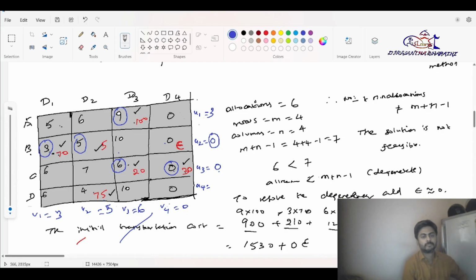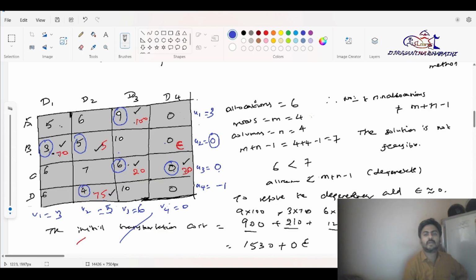Now here you have to check once again. Since v2 equals 5 and there is allocation 4, here you should have minus 1, so that you will have 5 minus 1 equals 4. Now again you have to compute some of the dij values.